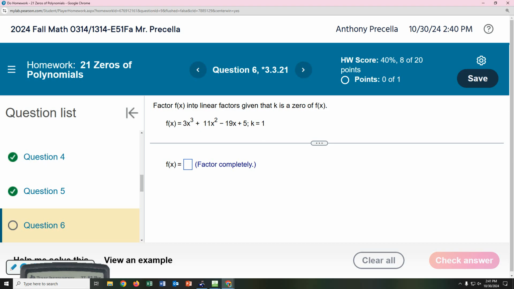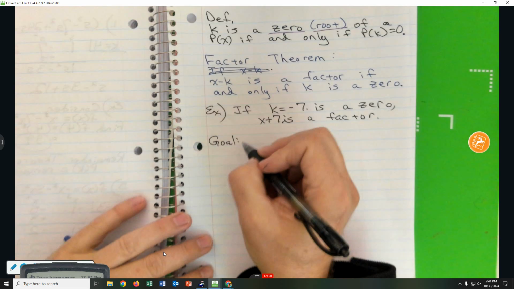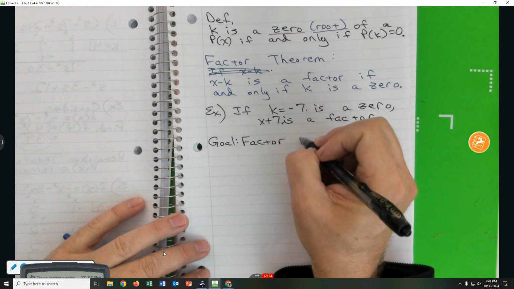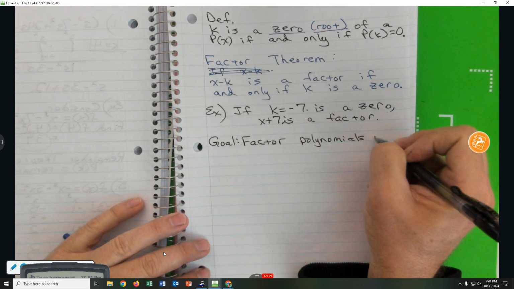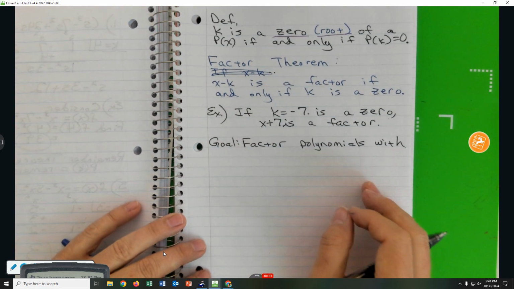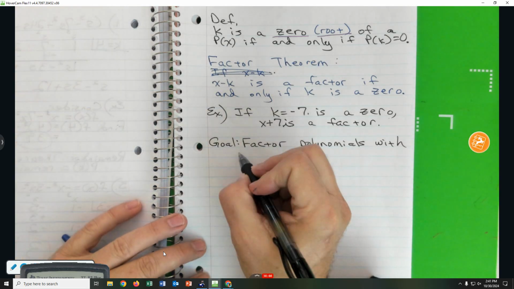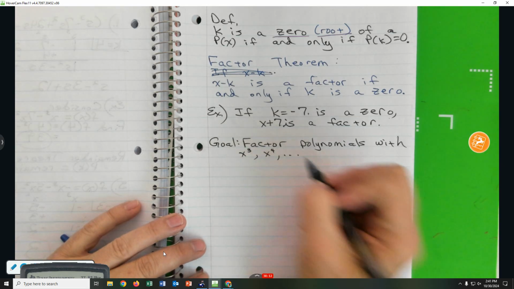So our goal is to factor higher order polynomials. Instead of saying higher order, I'll explain what I mean: we were trying to factor polynomials with x cubed or x to the fourth, etc.